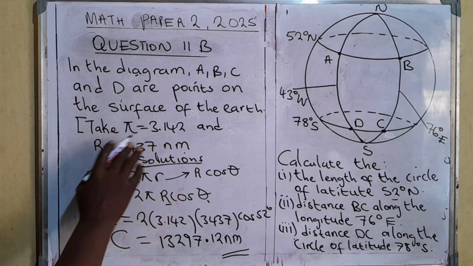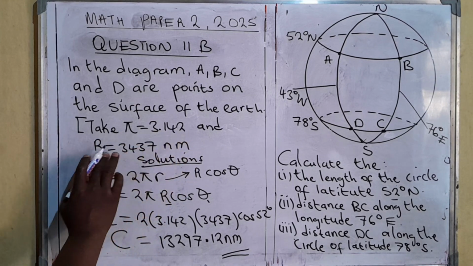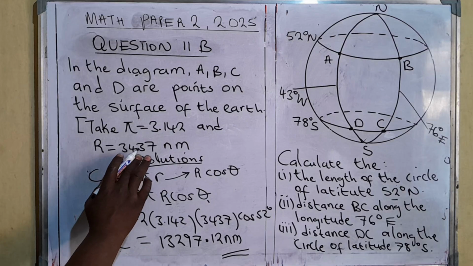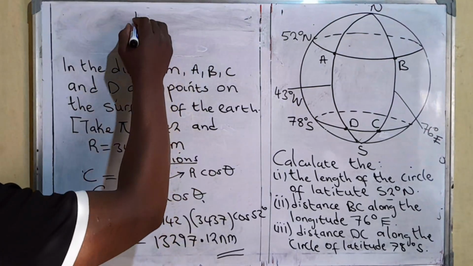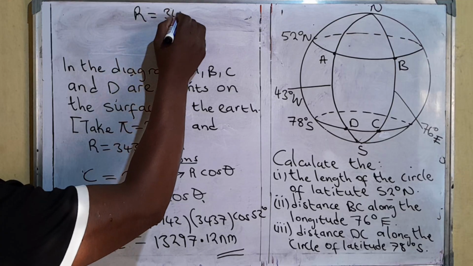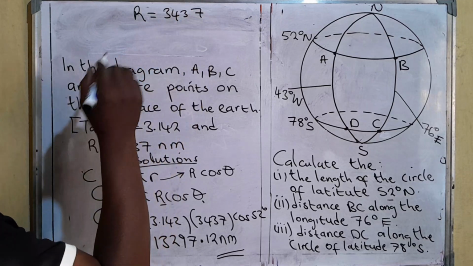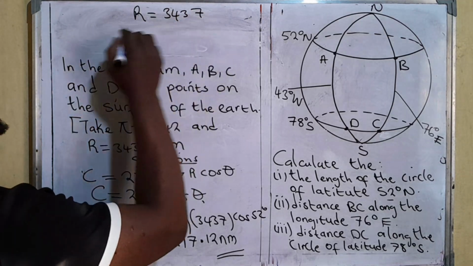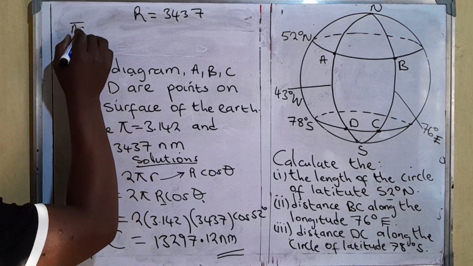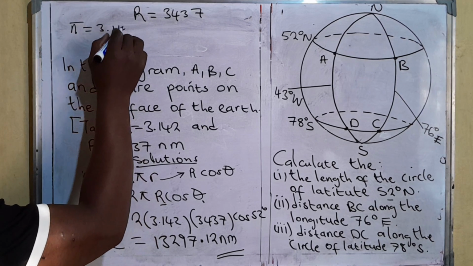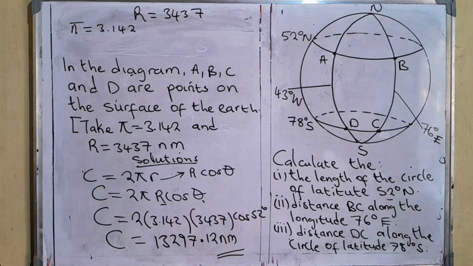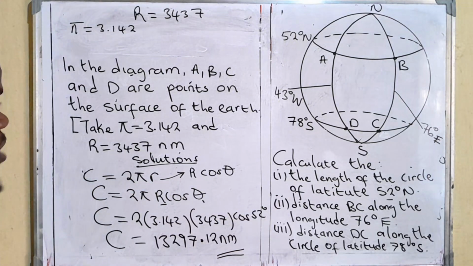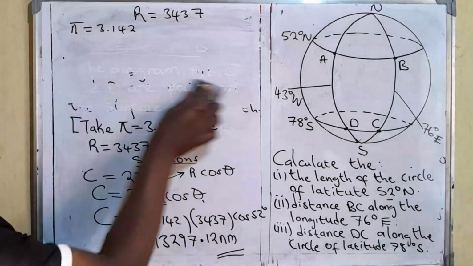We can keep all these. We know pi is equal to 3.142 and the radius is 3437. Let me write them there. The radius of the Earth is equal to 3437, and pi is equal to 3.142. We'll be referring to these as we solve the questions that follow. Let's resolve the second question.